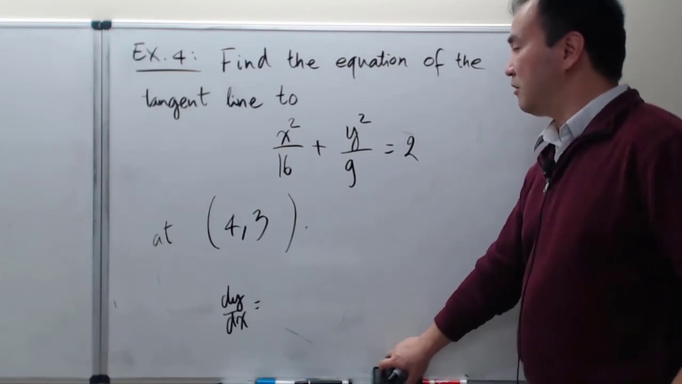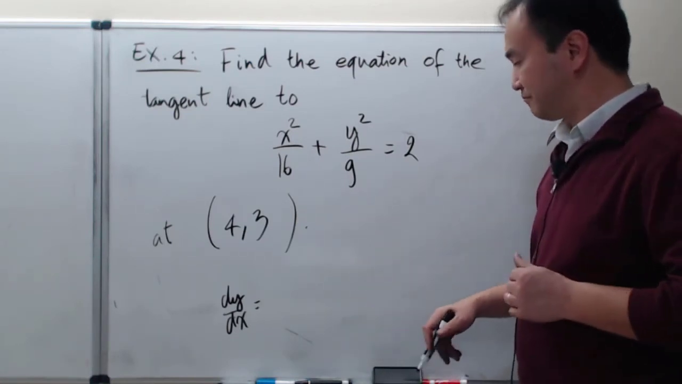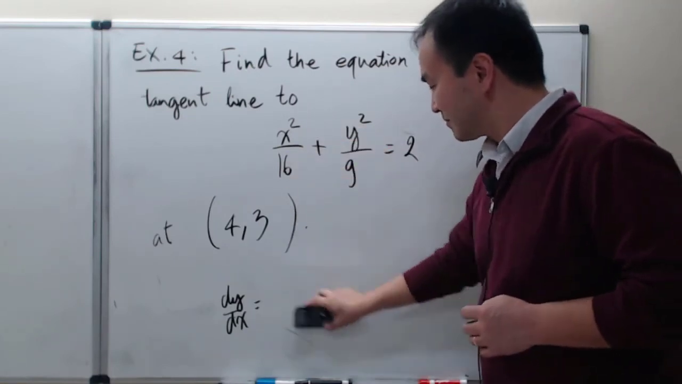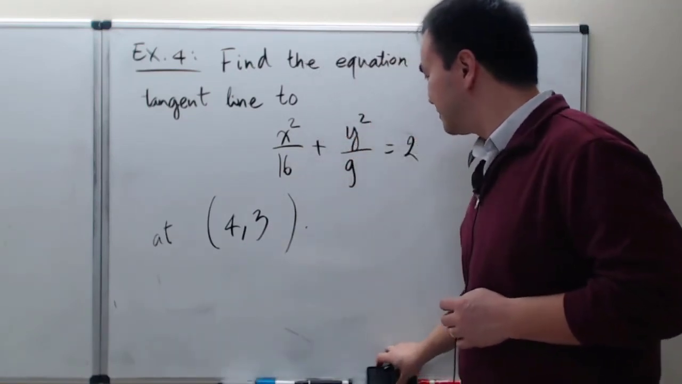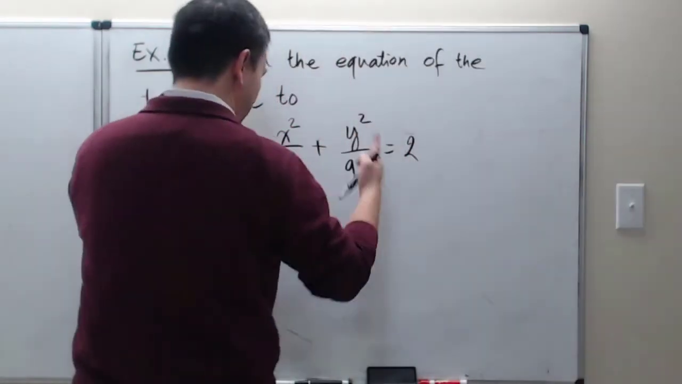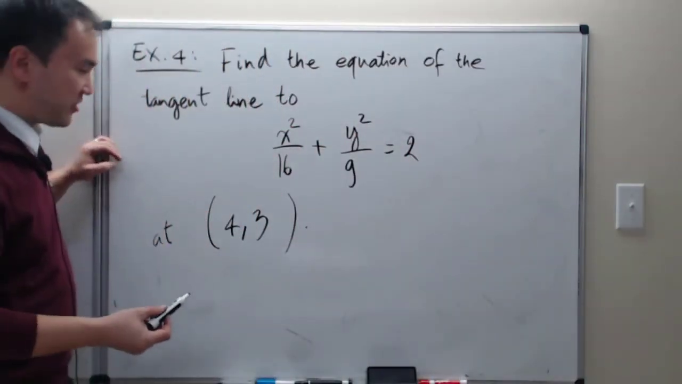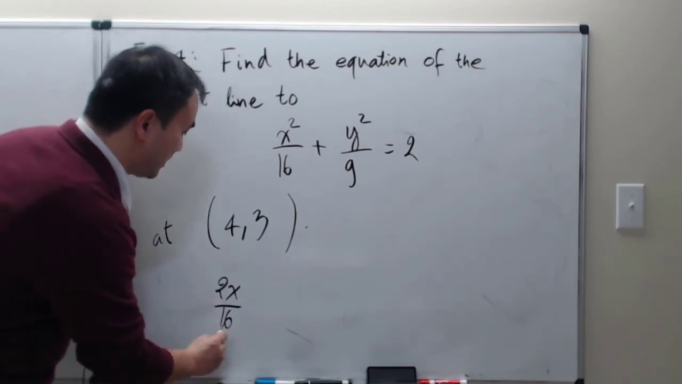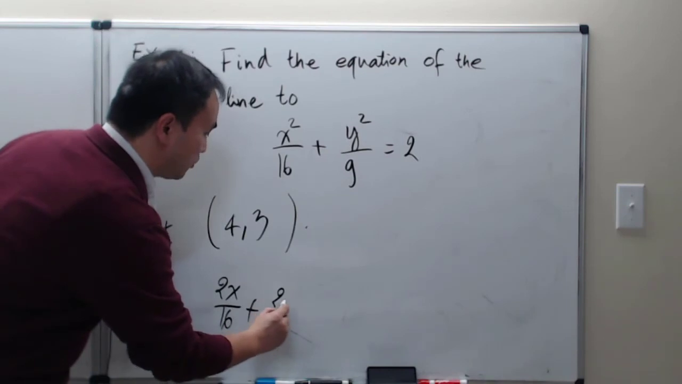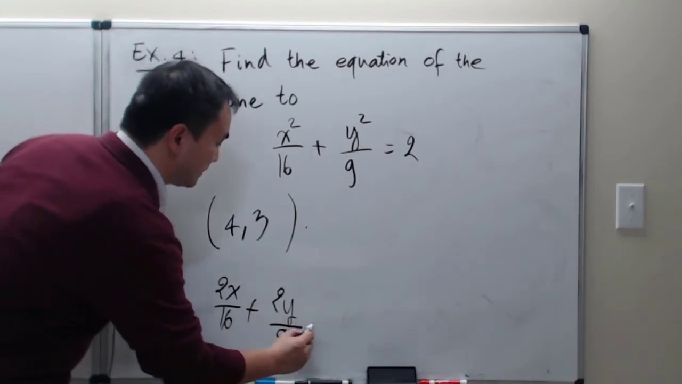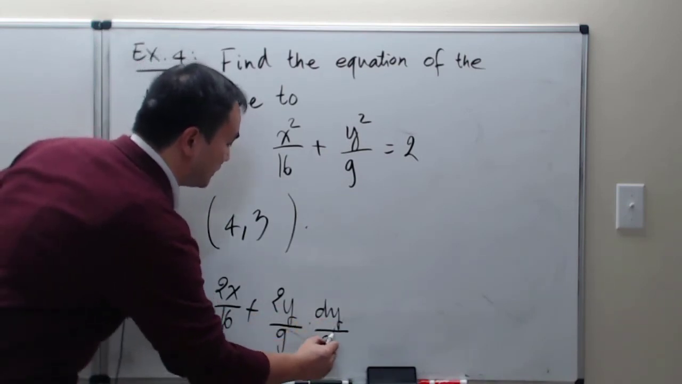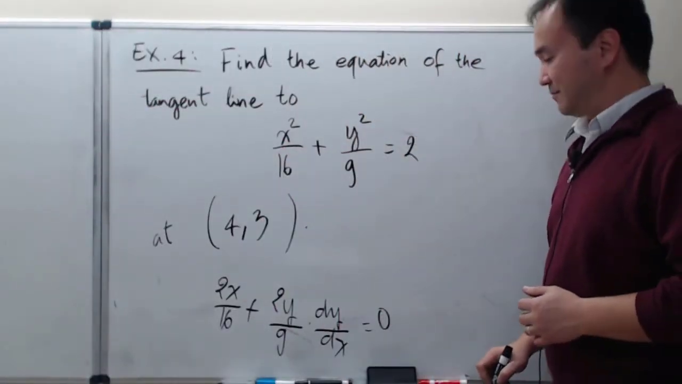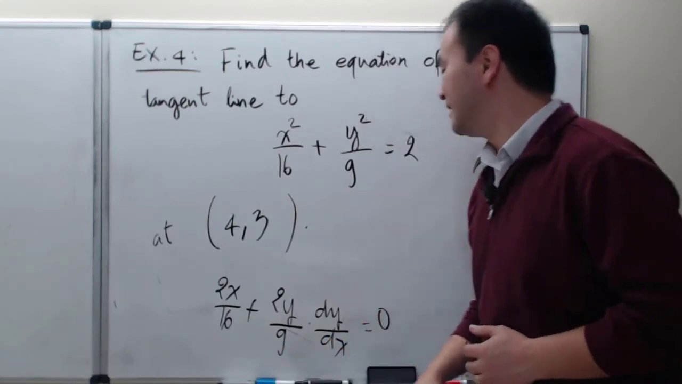All right, so hopefully at this point you've had some thoughts about that. Taking implicit differentiation at this point, it's 2x over 16 plus 2y over 9, times dy dx, equals 0. And this is a 9, by the way.